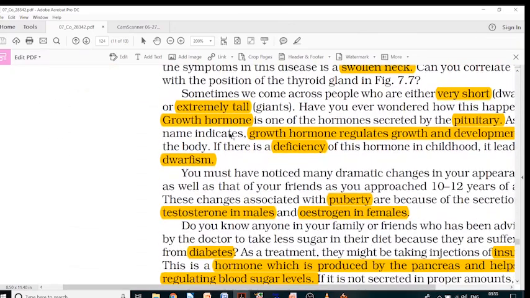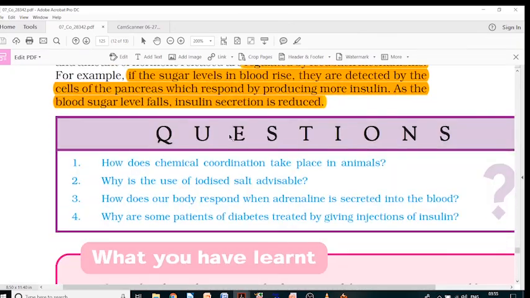That's all in today's video, and these are the questions. How does chemical coordination take place in animals? What is the use of iodized salt? So for the first question's answer, you just have to know that it is hormonal coordination. You have to write about endocrine glands and how they secrete directly into the blood, and then how different types of glands perform functions, and give examples of some glands, like insulin. That is the thing.